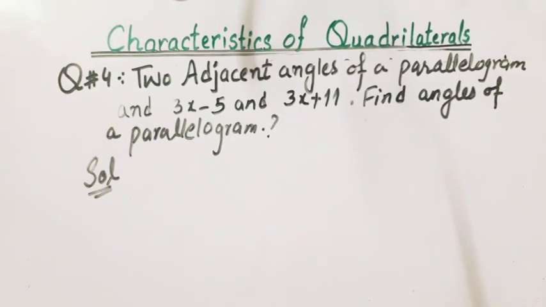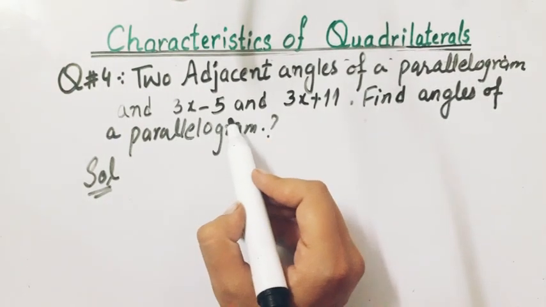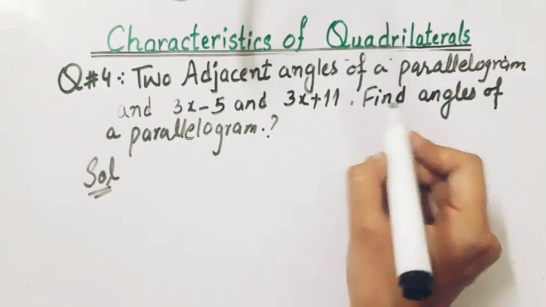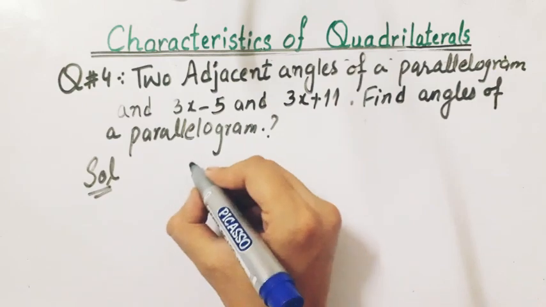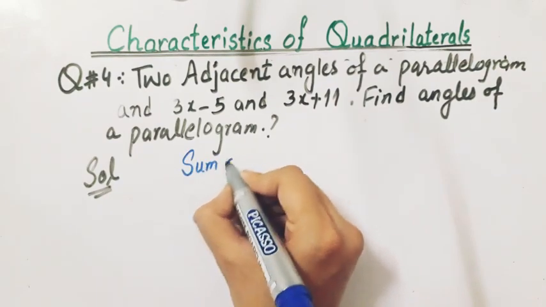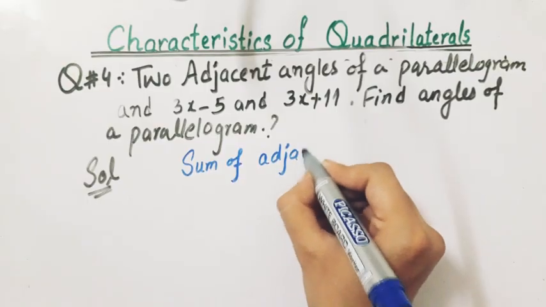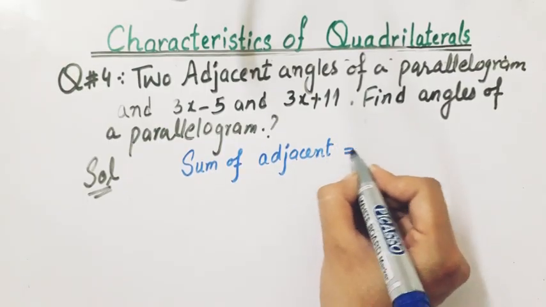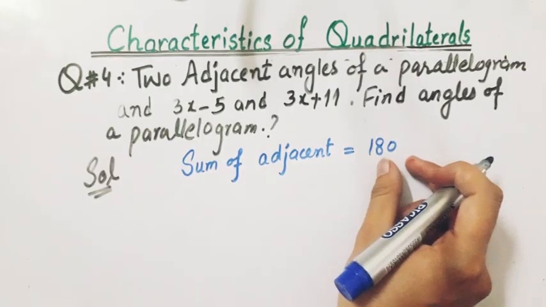Now question number 4. Two adjacent angles of a parallelogram are 3x minus 5 and 3x plus 11. You have to find the angles of the parallelogram. Now the first point you have to note is: the sum of adjacent angles is equal to what? The sum of adjacent angles equals 180 degrees. It means the total sum is 180.